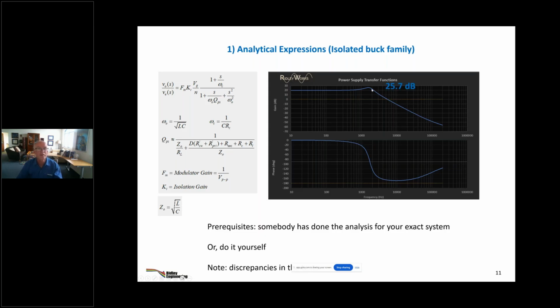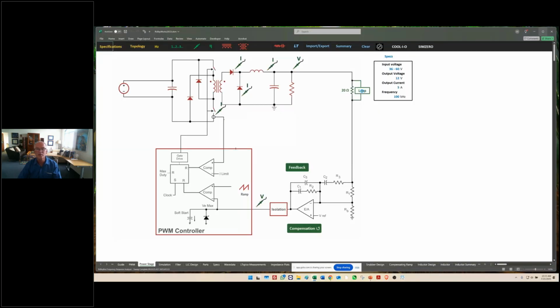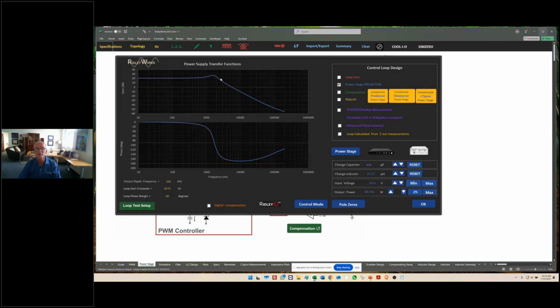How do we generate this curve? We generate it with our software. So inside the software, you click on the loop. You are using voltage mode control. And then here is that transfer function. Okay. If you want the expressions, you go to the power stage, click on equations. There's your expressions that are in the presentation.